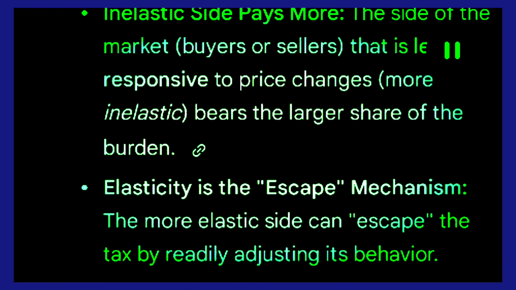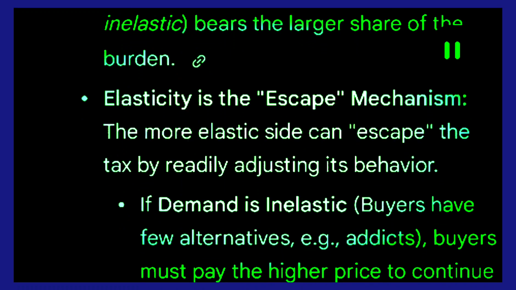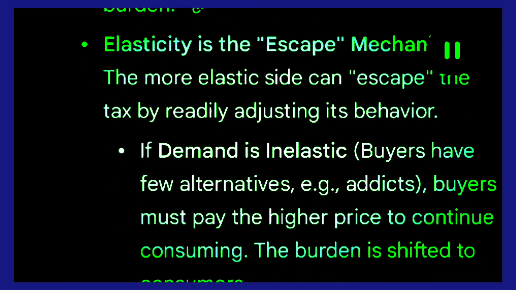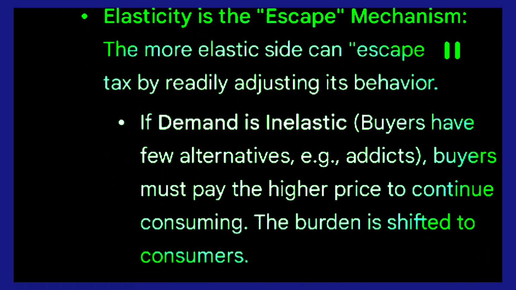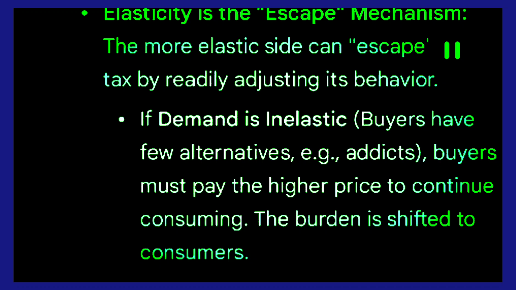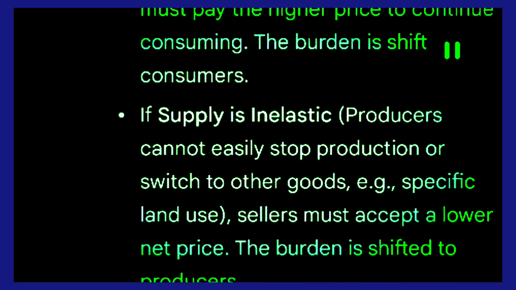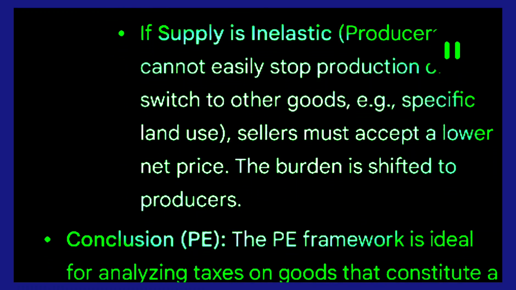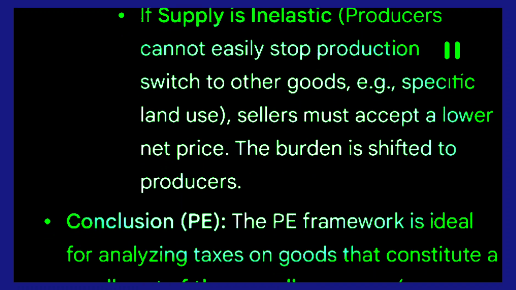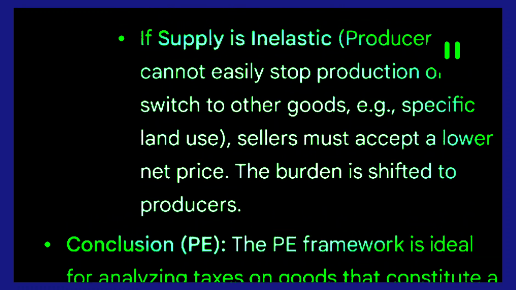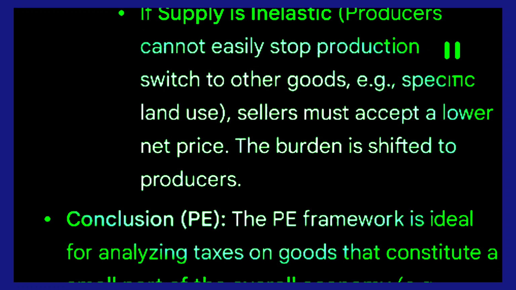Elasticity is the escape mechanism. The more elastic side can escape the tax by readily adjusting its behavior. If demand is inelastic, buyers have few alternatives, e.g., addicts. Buyers must pay the higher price to continue consuming. The burden is shifted to consumers. If supply is inelastic, producers cannot easily stop production or switch to other goods, e.g., specific land use. Sellers must accept a lower net price. The burden is shifted to producers.